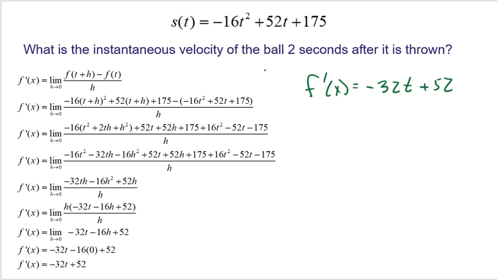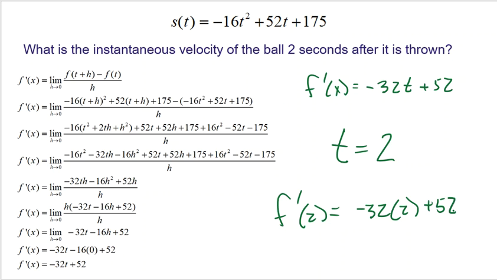So if I want to find the instantaneous velocity when the time is paused at 2 seconds, all I have to do is plug 2 into the derivative, which will tell me the slope, rate of change, velocity, all meaning the same thing, at 2 seconds. So I get negative 32 times 2 plus 52. And again, if you need to use a calculator, feel free. Negative 32 times 2 plus 52 is negative 12. So that's negative 12 feet per second.